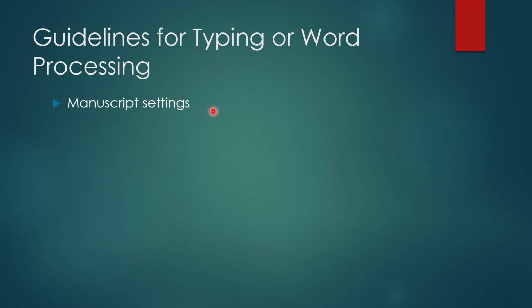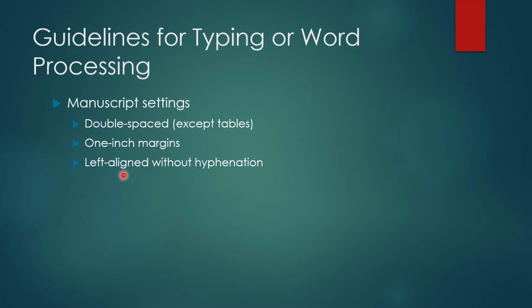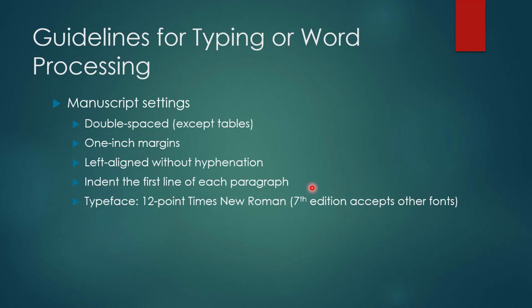Now again, APA is very specific about manuscript settings. Everything's double spaced except for tables, but don't put extra spaces in. So everything's double spaced. You don't need 2 spaces in between paragraphs or headings or anything else like that. 1-inch margins. This includes the header. Left align, no hyphenation. So left should be all straight and flush, and then the right margin is going to be all wonky. You indent the first line of each paragraph.